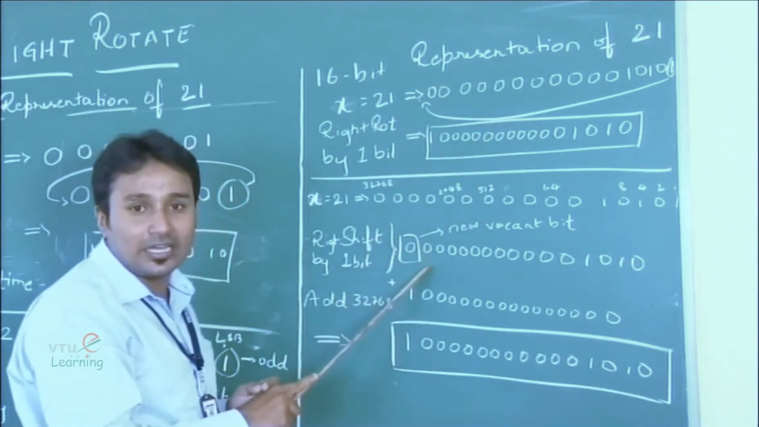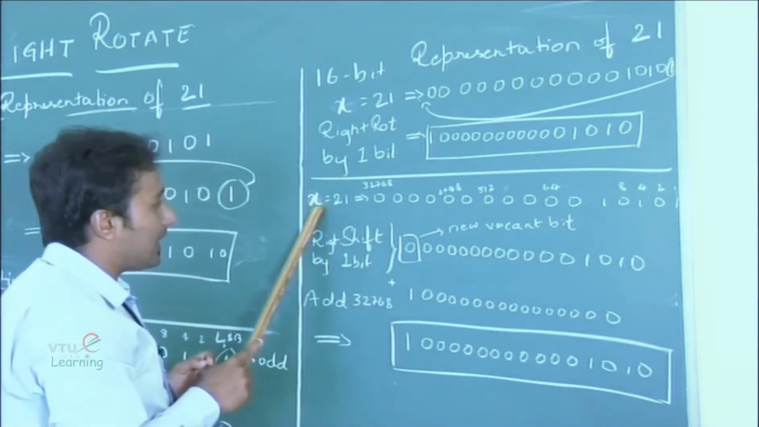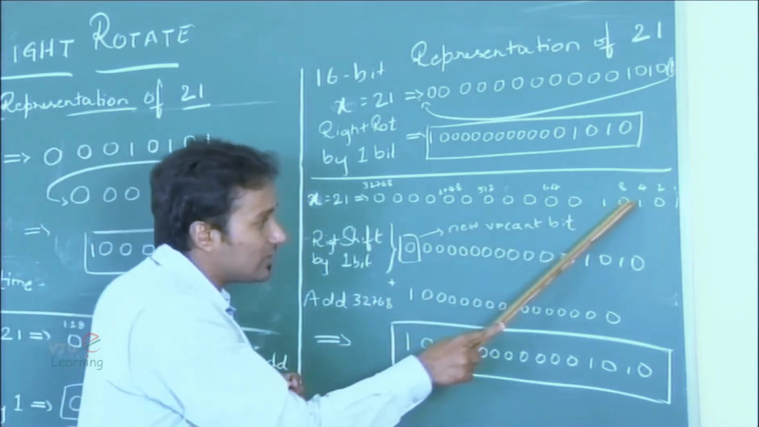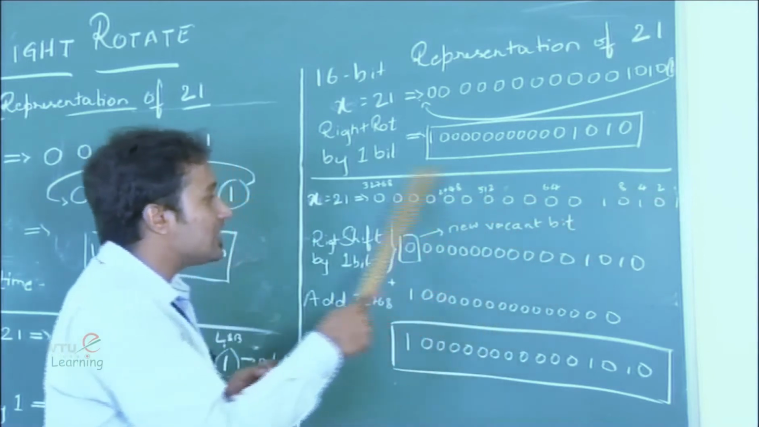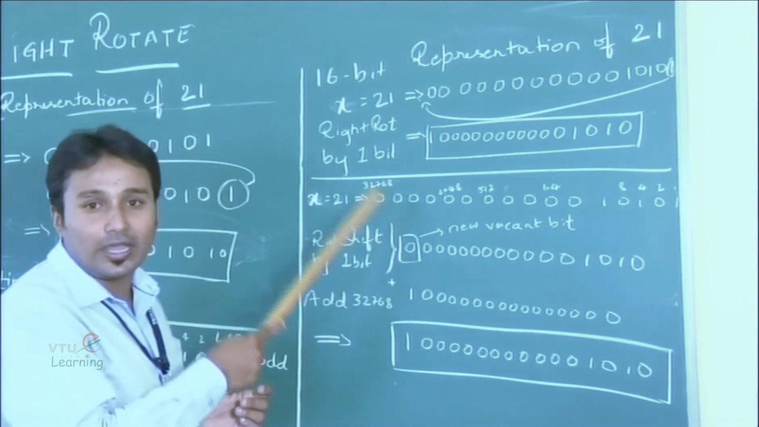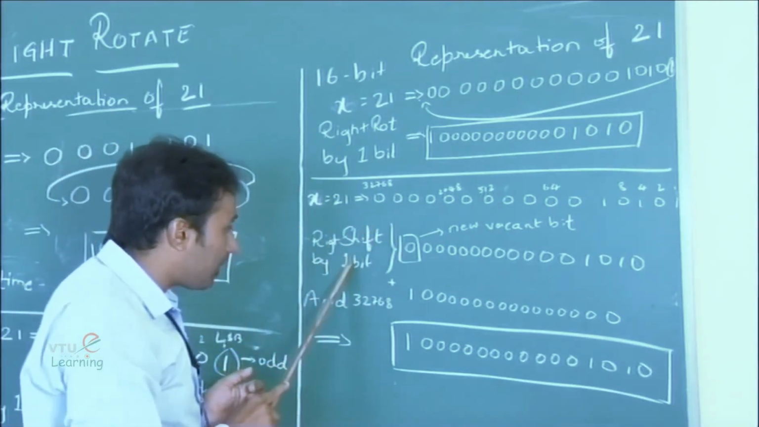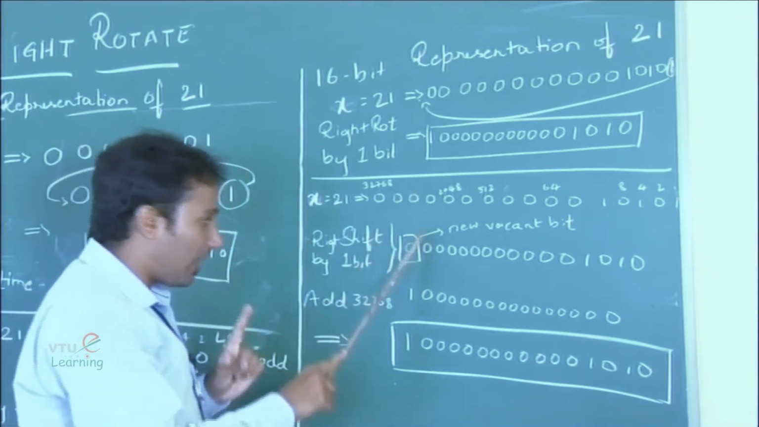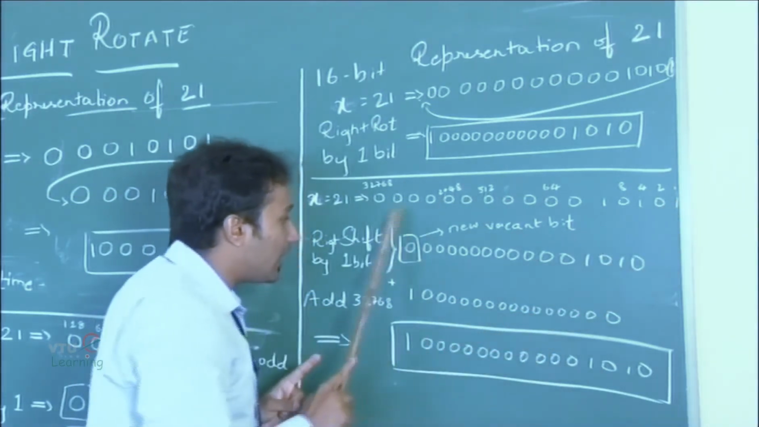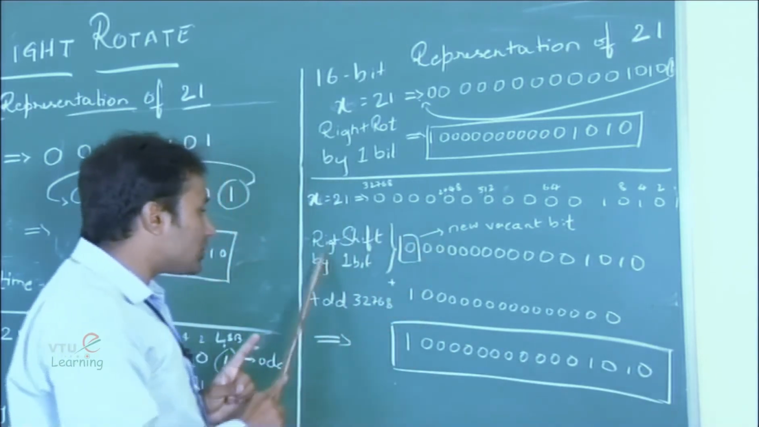Now we will consider the same programmatically. Here we have the number x equals 21, which is represented using 11 zeros followed by 10101, the 16-bit representation of the given number. Now, similar to the 8-bit representation, we need to right shift the given number by 1 bit. After right shifting, the 1 at the LSB goes out, and the newly vacant bit will always be filled up with 0.